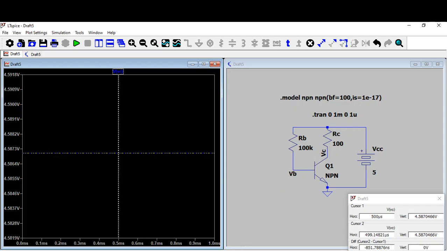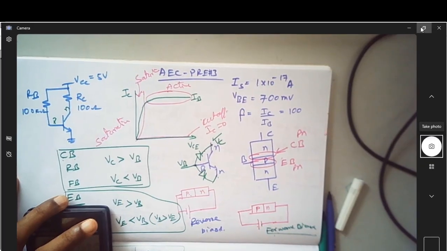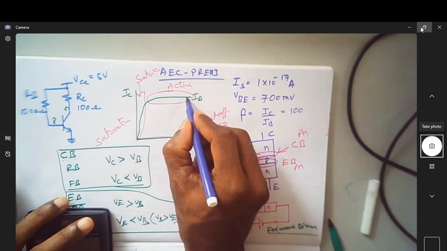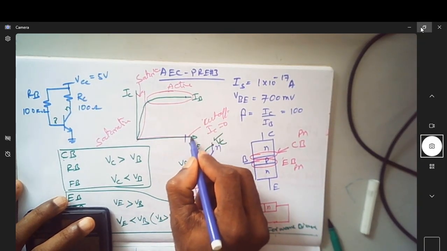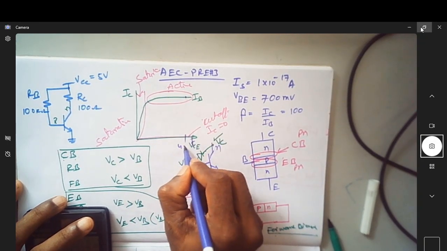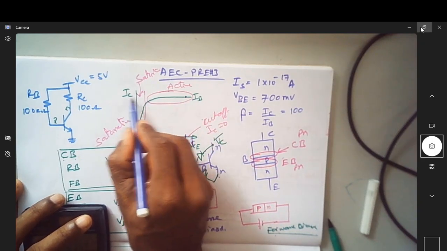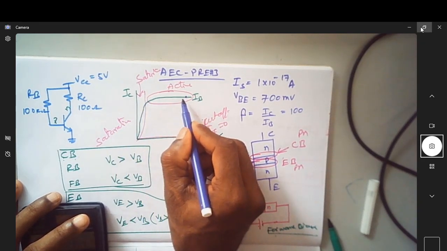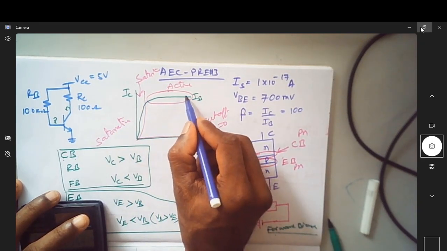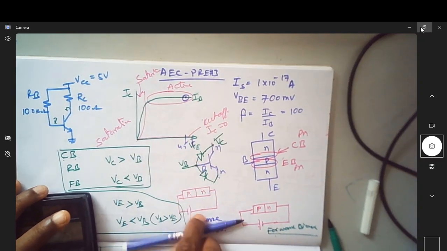Meaning, if I come to this, what is the value of VC you have? Almost 4.5 volt. Assume that if it is 5 volt, this is 4.5 volt, and collector current is some 4 point something milliampere. So you are operating here. This is the active region.